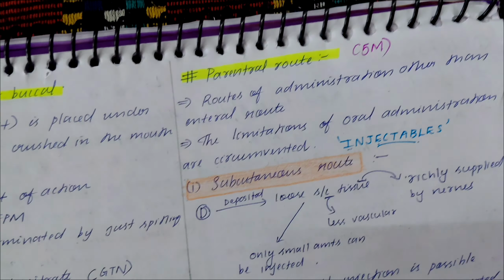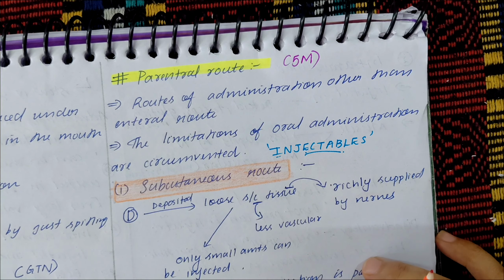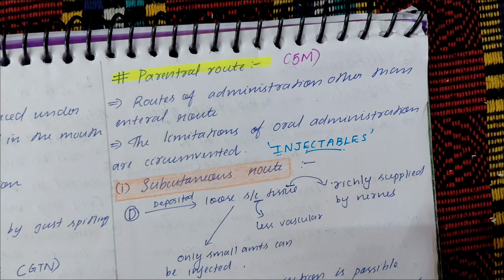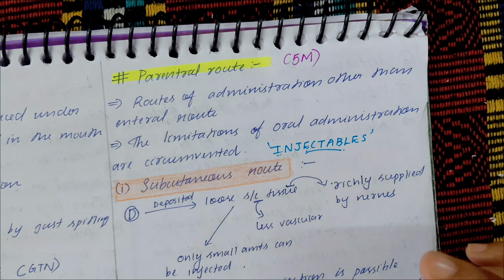Okay. Next is the most important route, the parenteral route, which I will be discussing in another video, because the parenteral route itself is a 5-mark question. So while writing the routes of administration, you have to write the parenteral route also, but I am going to discuss it in the next video. So let's see in the next video.